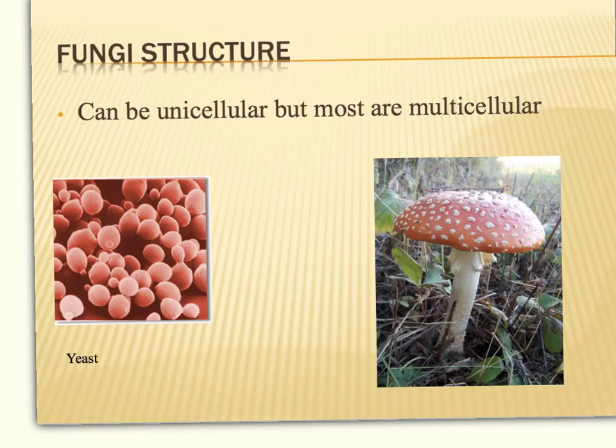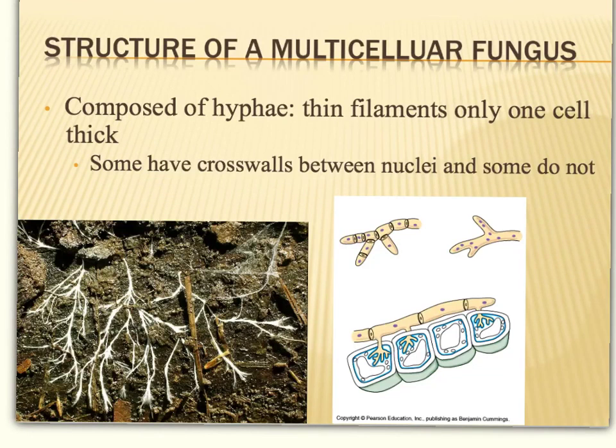Alright, the structure of fungus. It can either be unicellular, which is yeast, or multicellular. Most of them are multicellular. All the multicellular fungi are made up in much the same manner. They're all made up of these things called hyphae, which are thin filaments. You can see down here, they're only one cell wall thick. Some of them have cross walls, meaning these little things. Some of them don't. But this is a picture of them.